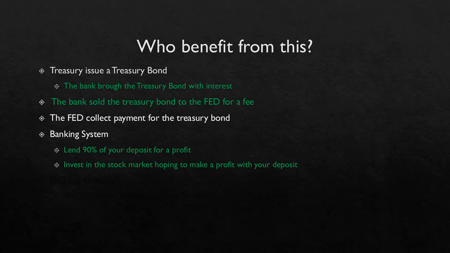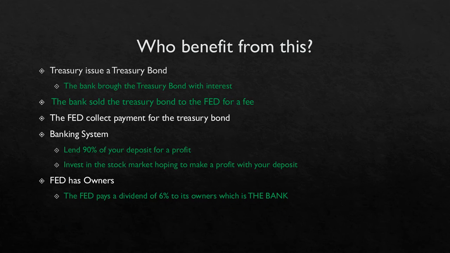All right. Now, one thing I didn't know, which through my research I found out, is that the Federal Reserve is not really federal. It has owners. And the Federal Reserve is required to pay its owners a 6% dividend. And the owner of the Federal Reserve is the bank. So throughout the entire system, you can see the bank makes money in 5 different ways when money is created.